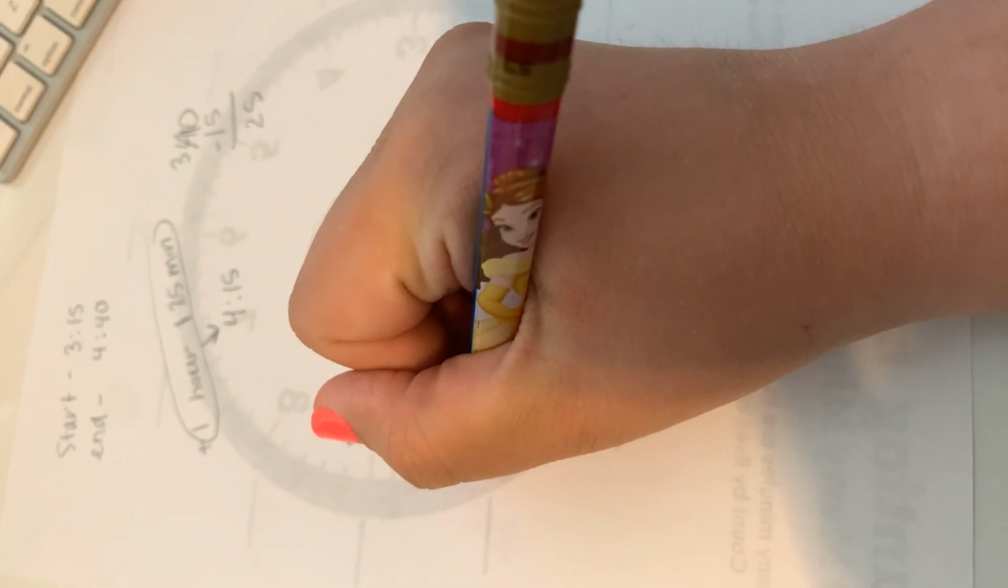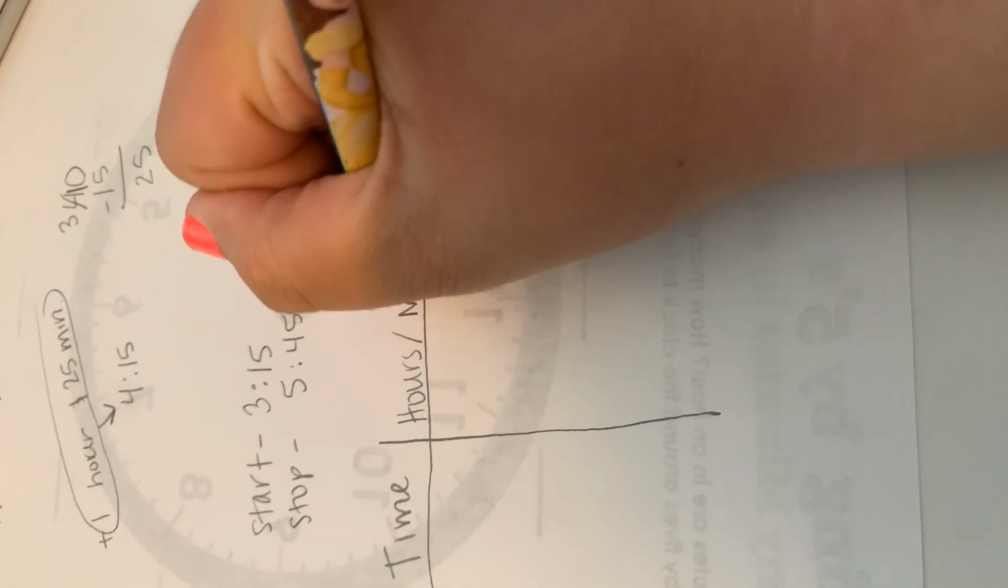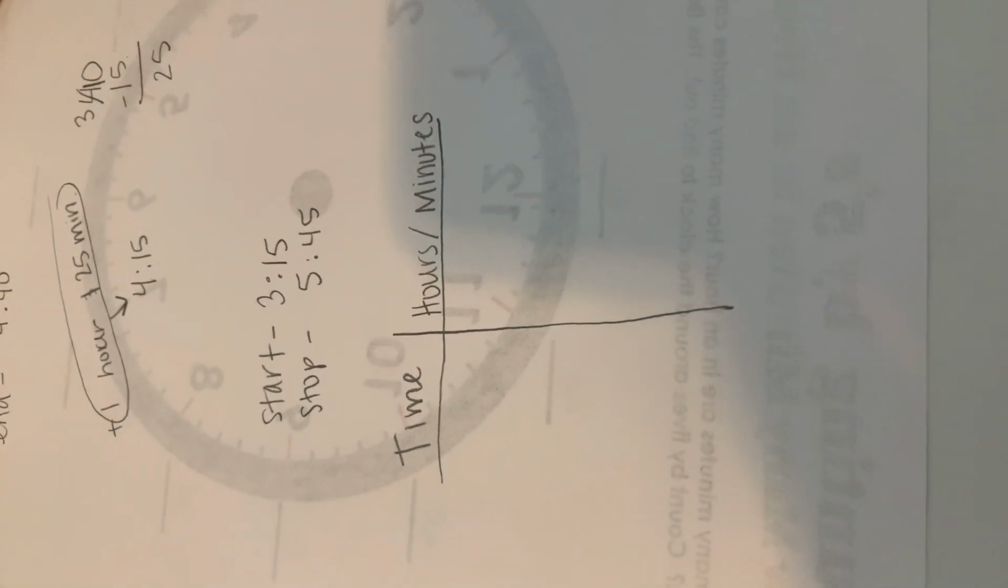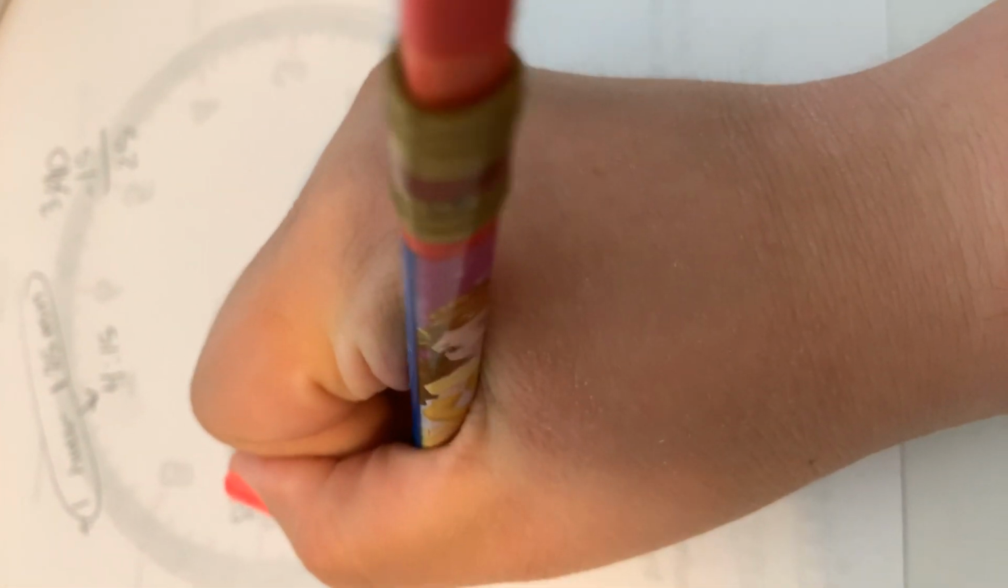Okay, so this is what I want you doing today when you practice for the next few days at home. So you're gonna make a T-chart. It's gonna have time on one side. You know how to make a T-chart because we practice it a lot. And on this side, you're gonna have hours and minutes. Okay? And so we're gonna go ahead and put our start time right here, which was 3:15. Okay? 3:15.